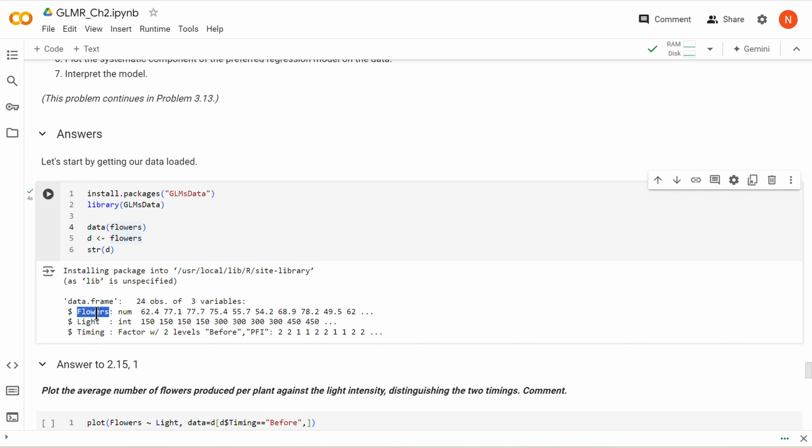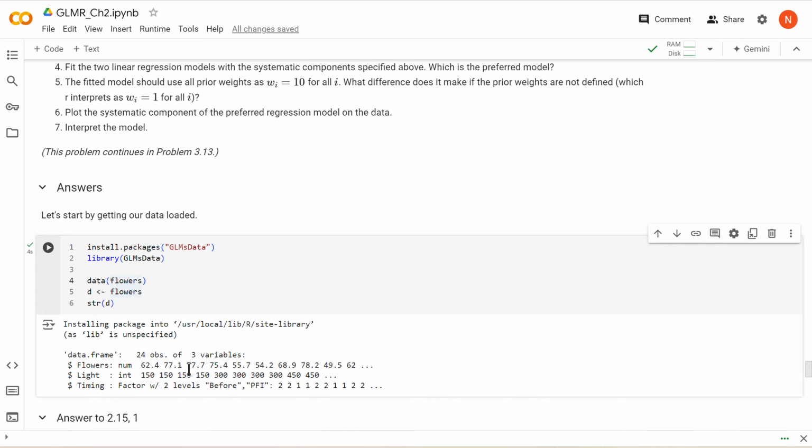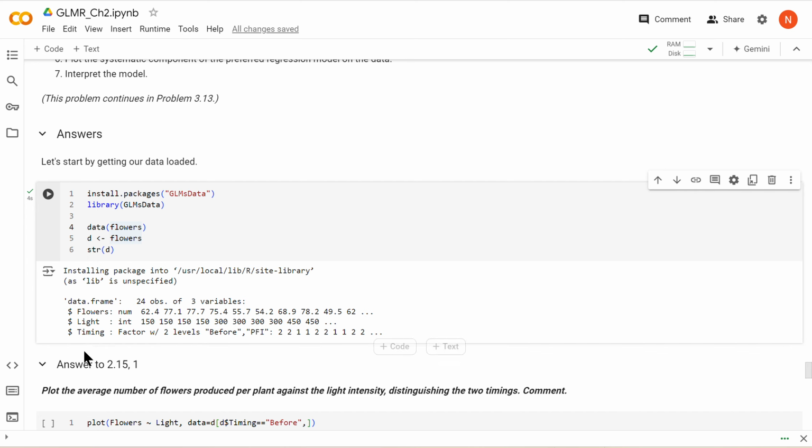So we have flowers, which looks to be, so we're going to find out later that this is actually the average of 10 observations. Okay. We have light, which I believe that this is wavelengths of light, and we have timing. So light is being delivered at two different times, which are labeled before and PFI.